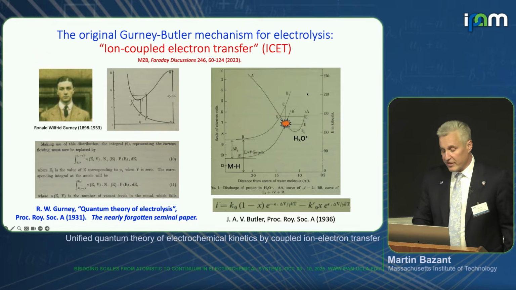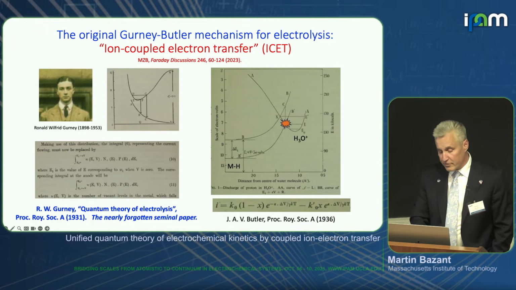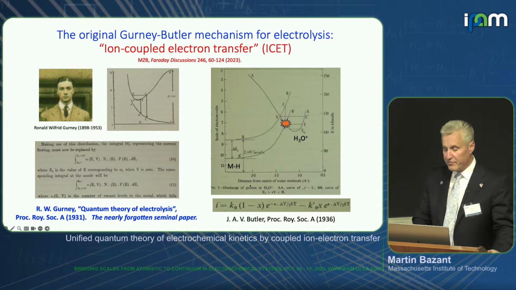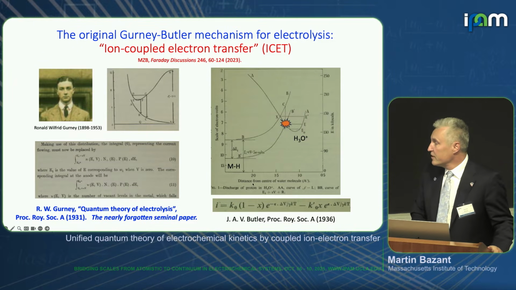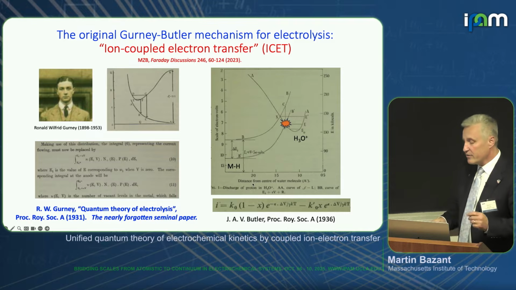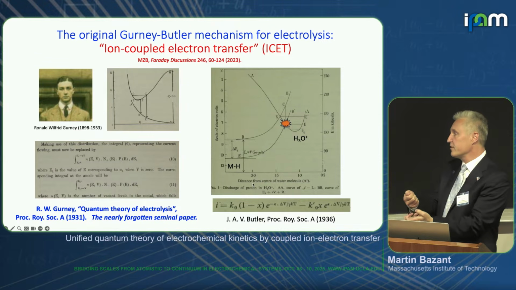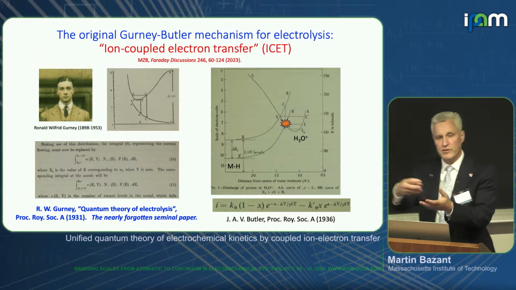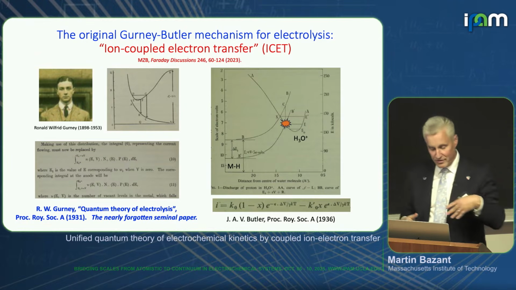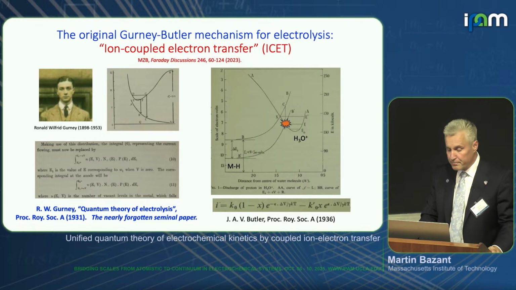But what I want to focus on is actually this picture, which is in Butler's 1936 paper, which kind of builds on Gurney's. And this is specifically for the example of hydrogen evolution, where we're taking a proton from solution, moving it to the surface, and it's getting reduced to become a hydrogen atom, which will then meet another hydrogen atom and go away as H2, eventually making H2 gas.